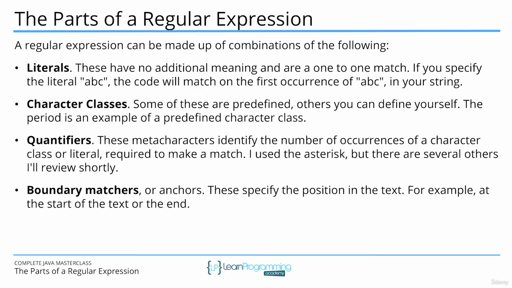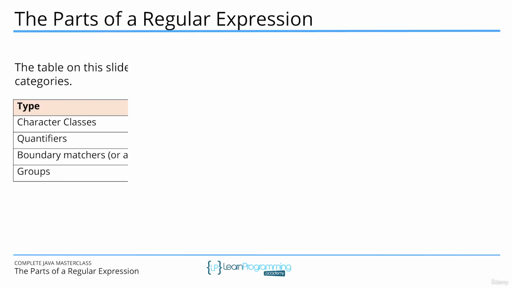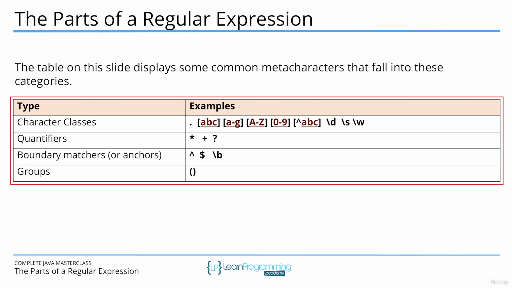Boundary matches, or anchors. These specify the position in the text. For example, at the start of the text or the end. Groups. These identify and allow for the capturing of sub-expressions. More on this later. The table on this slide displays some common meta characters that fall into these categories. I'll be covering each of these examples shortly.